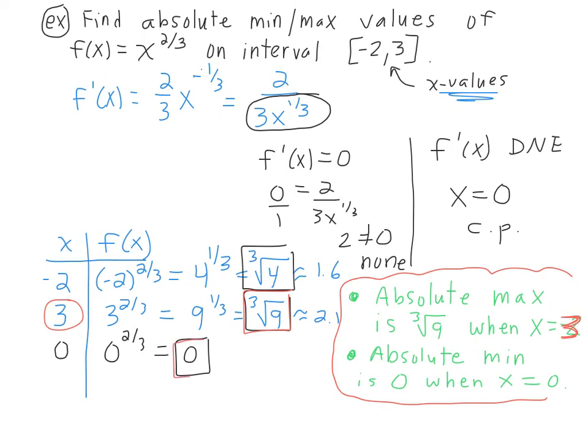Keep in mind too that we have to pay attention to our interval. It's possible that you can get a critical point, but it might be outside of that interval. If that's the case, we're going to reject it. So 0 is definitely somewhere between -2 and 3, so that is a possible candidate.